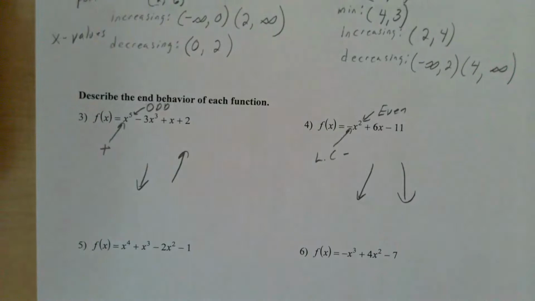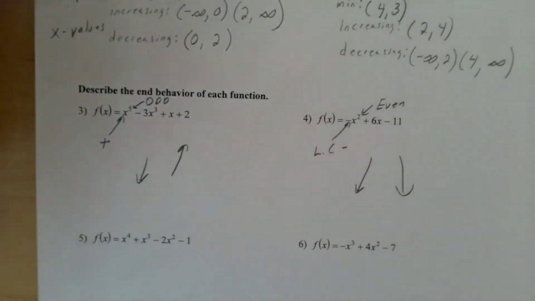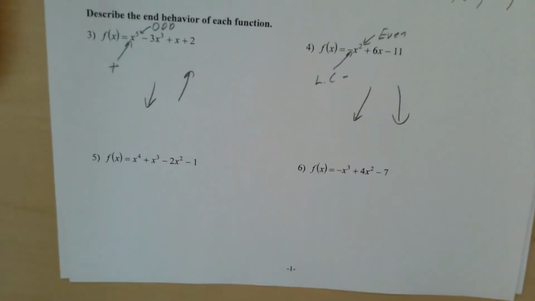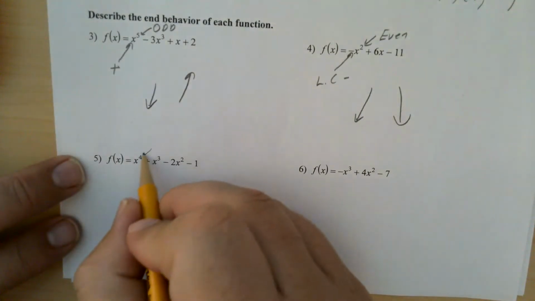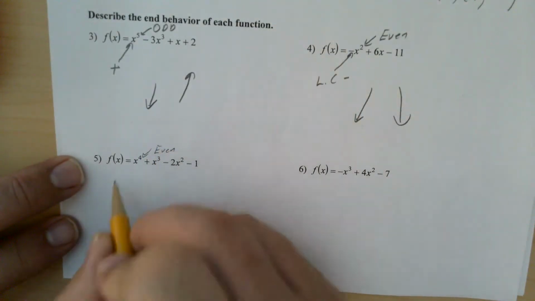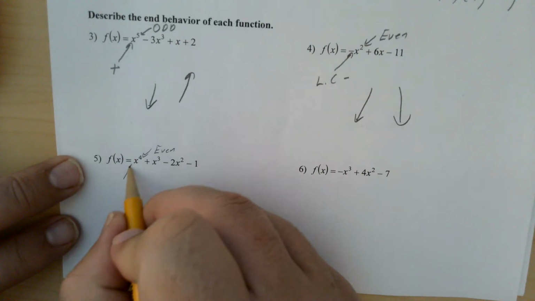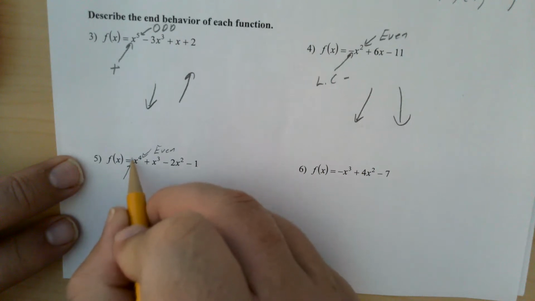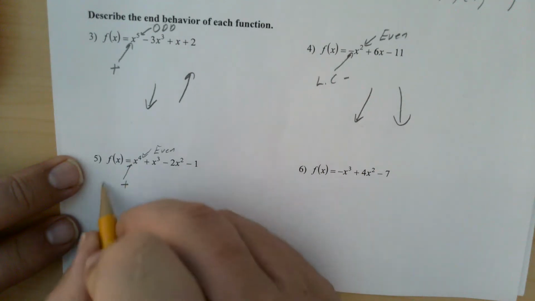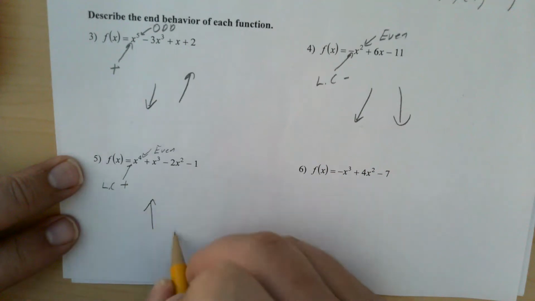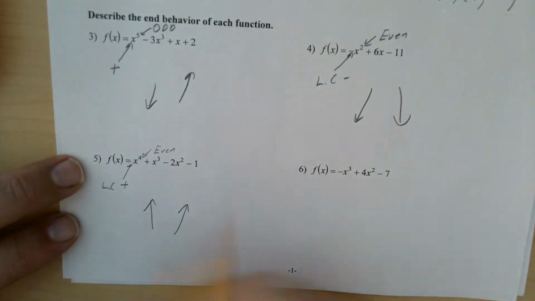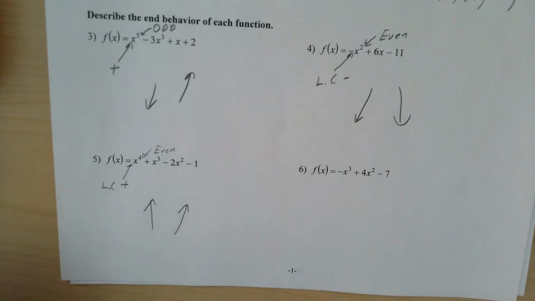Here I have a case where it's going to be even, but then positive. So anytime it's even, it's going in the same direction. The fact that I have a positive, it's a 1, but it's positive leading coefficient, I know it points up in both directions. Again, I don't care about the turning points. I don't care about the middle part.